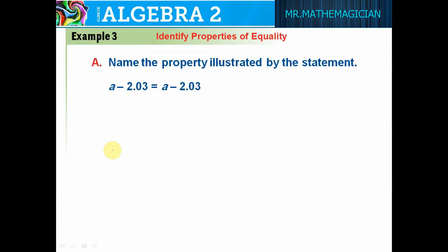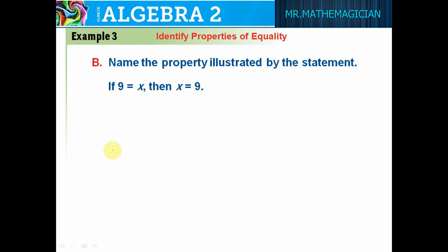Name the property illustrated by the statement A minus 2.03 equals A minus 2.03. An amount is equal to itself, so it is the reflexive property of equality.